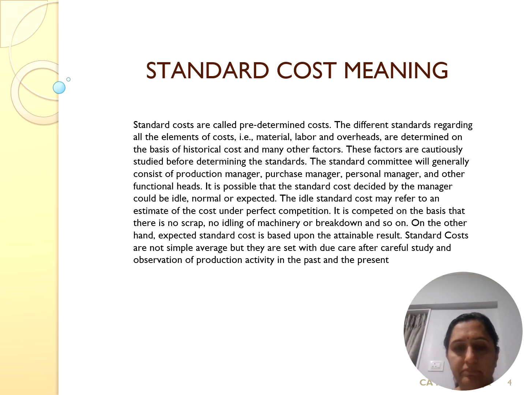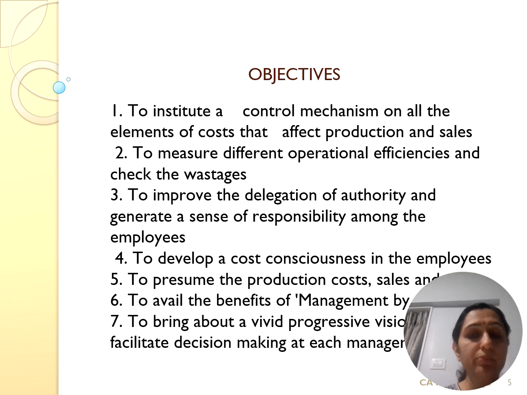Now coming to the objectives. Whenever we are studying anything, we should first know what is the objective or what is the purpose of that particular concept or that particular tool. Fine. So let us quickly go through the objectives. What is the first objective of standard costing? To institute a control mechanism on all the elements of cost that affect production and sales. Elements of cost, as I mentioned, raw material, labor and overheads are the main elements of cost.